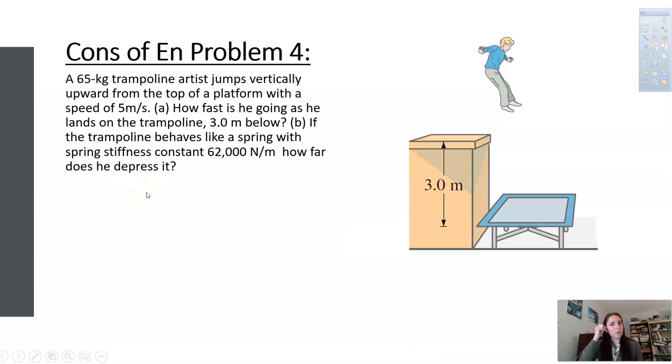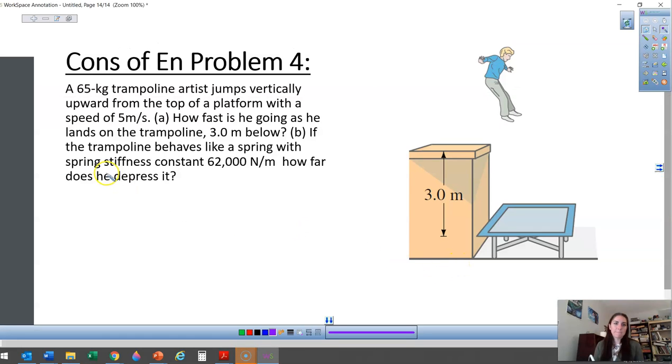So for this question, I chose this question because now we have elastic potential energy to deal with because we haven't done one of those. So that's why I'm going to do this one for you. All right, let's take a look at this. We have a trampoline artist who jumps vertically upward from the platform with a speed of 5 meters per second. Like that. How fast is he going as he lands on the trampoline?